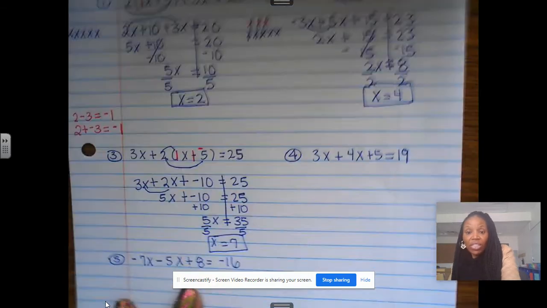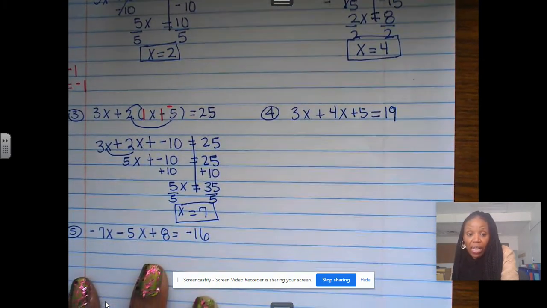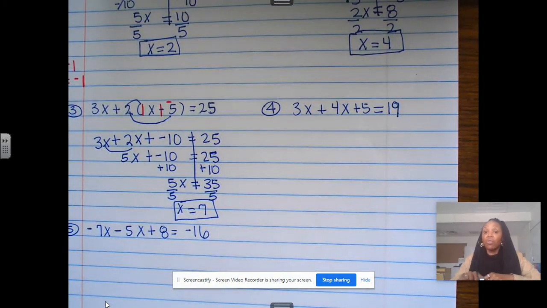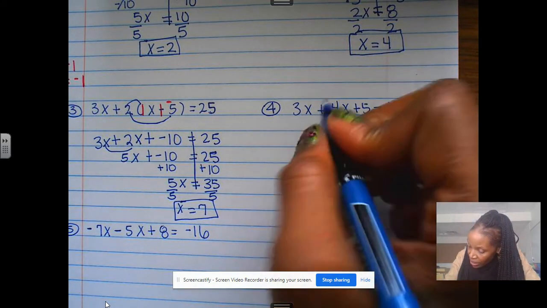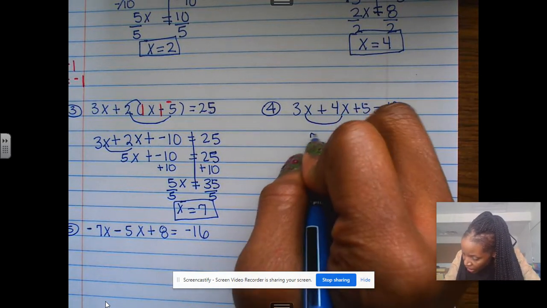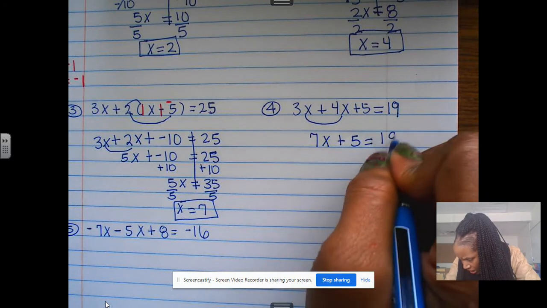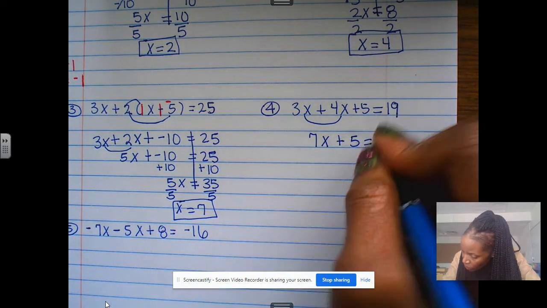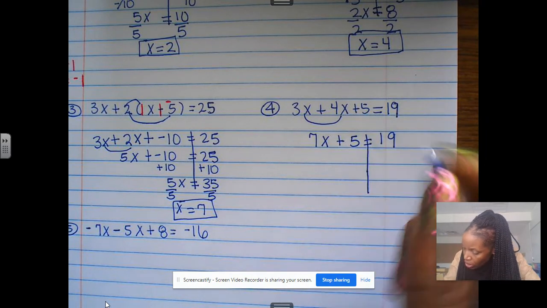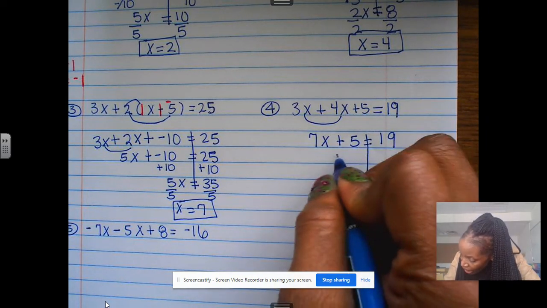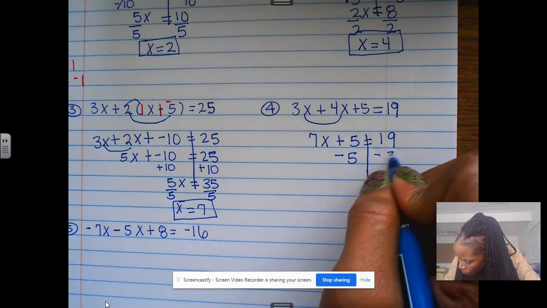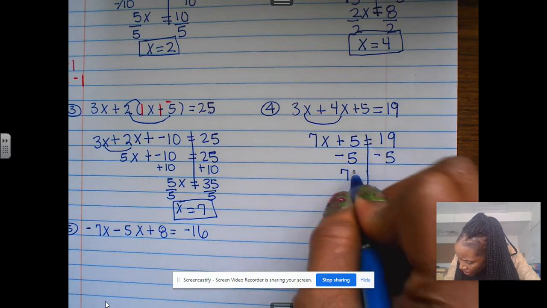Now, if you look at this other one, I don't have to distribute, but I do have to combine like terms because I have 3x plus 4x. So when I combine these together, that's going to give me what? 7x plus 5 equals 19. Back to my two-step equation. So what am I going to do? This is add, so I'm going to subtract 5. And then I'm going to put my 7x.